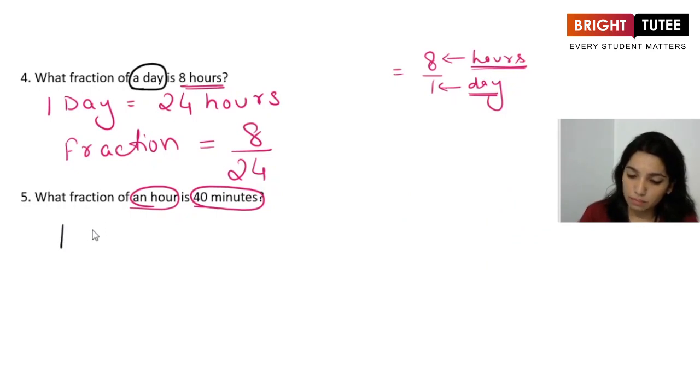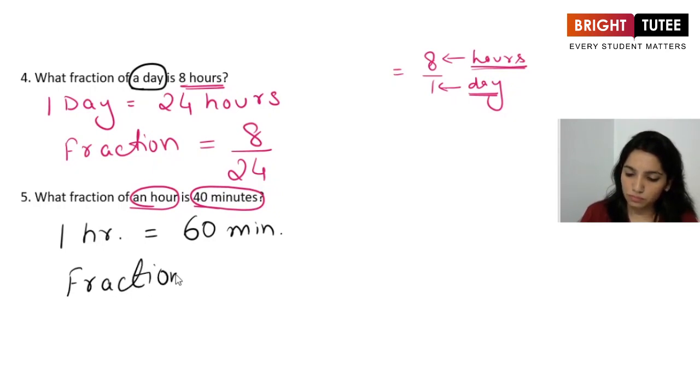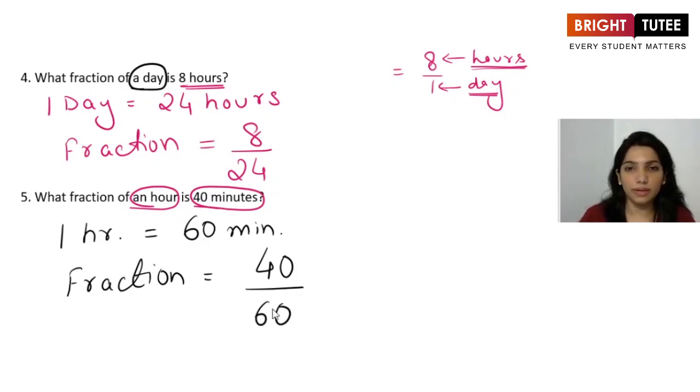So how many minutes are there in an hour? There are a total of 60 minutes, right? So the fraction here comes out to be 40 out of 60. And one more thing I would like to say here. When you are writing a fraction, you never write any unit with it. So you won't write 40 out of 60 minutes. No, this is wrong. You shouldn't write anything with it. A fraction is just a number written as a numerator and denominator. You don't have any unit for a fraction.